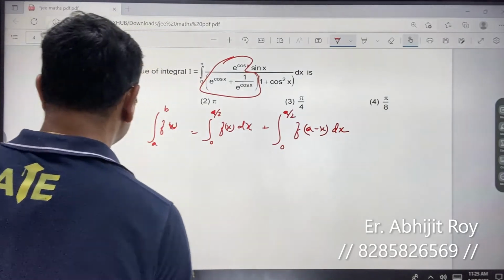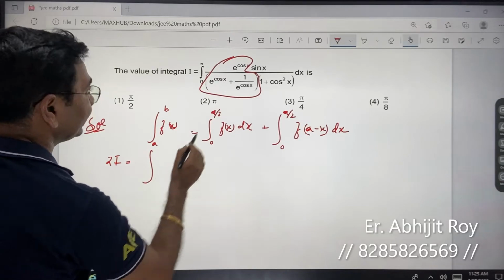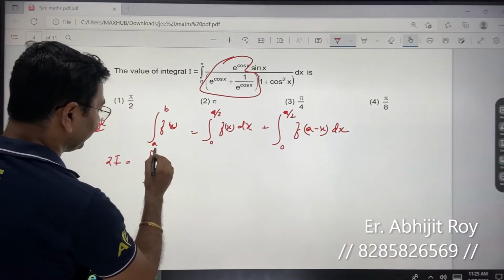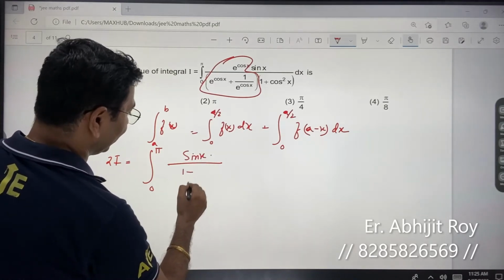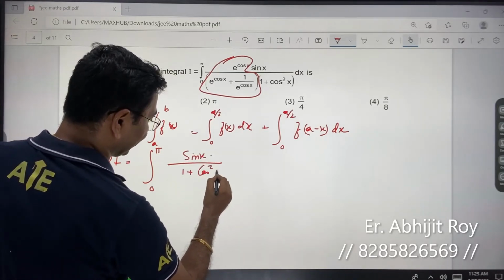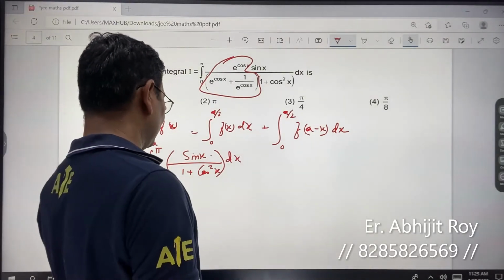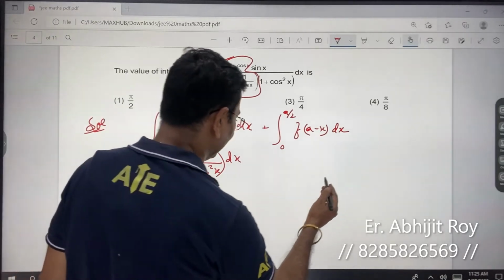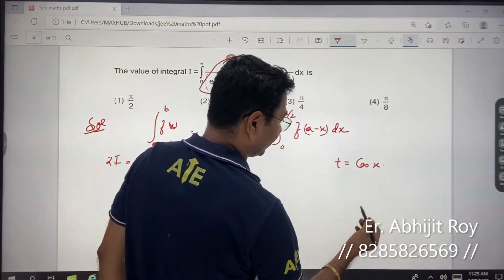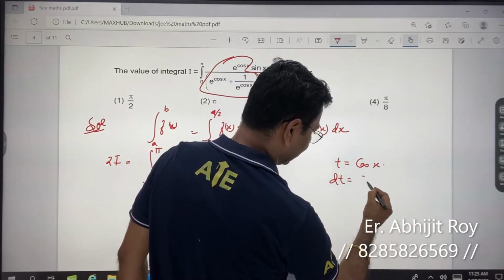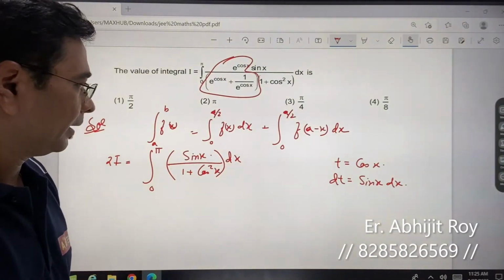I will be left with only this result and that is 2I is equal to integration of 0 to pi sin x upon 1 plus cos whole square x dx. So this will be the result. Okay, और अगर ये चीज़ होती है तो बाकी मेथड यू नो, let's take t is equal to cos x, तो dt is equal to sin x dx. So that will be my numerator. Done. But what about the limit?